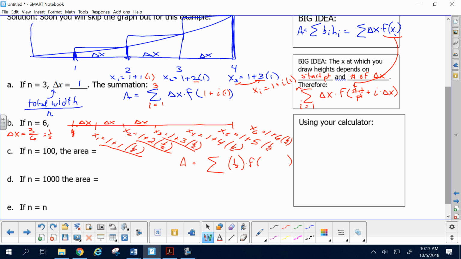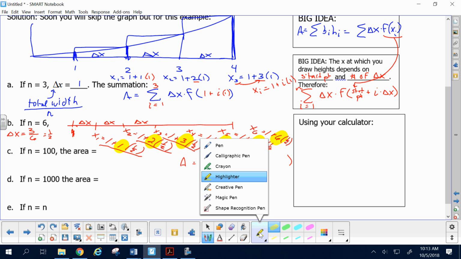Generally, the x is always 1 plus some different number of deltas over. Now that's the counter. Look at that. It's counting up: 1, 2, 3, 4, 5, 6. That's the counter of the summation, and that's the i.